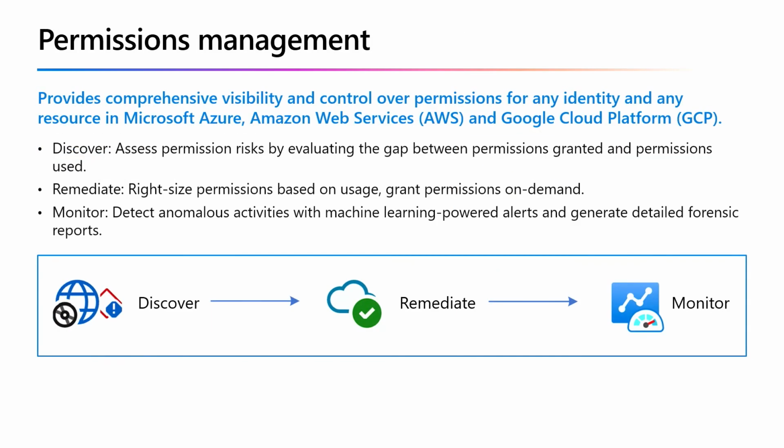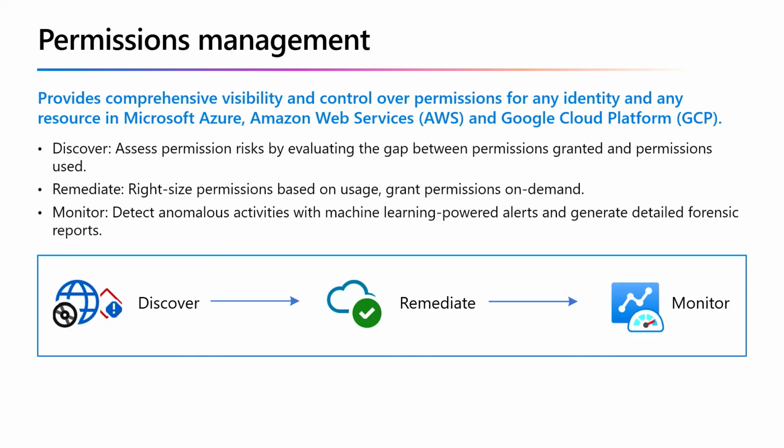Now let's talk about permissions management. Microsoft Entra Permissions Management is a cloud infrastructure entitlement management product that provides comprehensive visibility and control over permissions for any identity and any resource in Microsoft Azure, Amazon Web Services, and Google Cloud Platform. Permissions Management allows customers to address three key use cases: discover, remediate, and monitor.